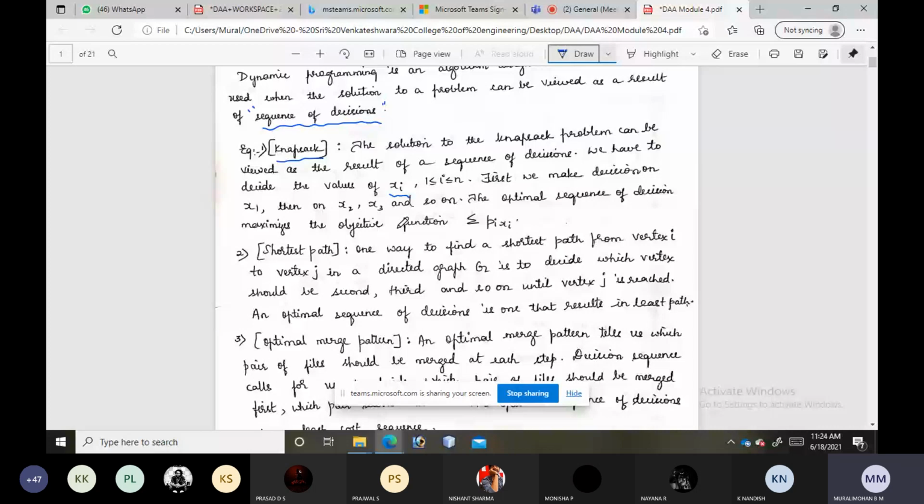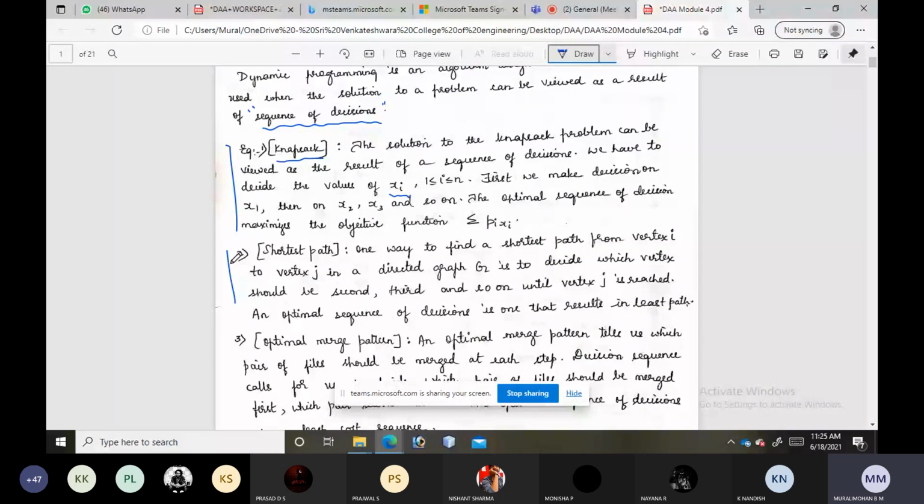Next, shortest path, shortest distance, right? It is one way of finding the shortest path from vertex i to vertex j in a directed graph G, by deciding which vertex should be second, third, and so on. How will we decide? Based on the path cost or path weight, we will decide which should be the second vertex, the third one, the fourth one, through which vertex we should pass, right? So here it is a minimization problem.